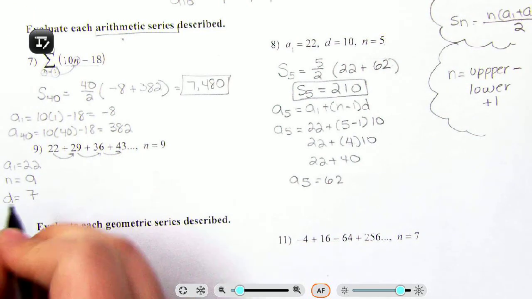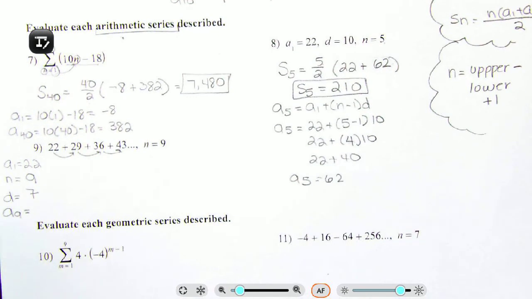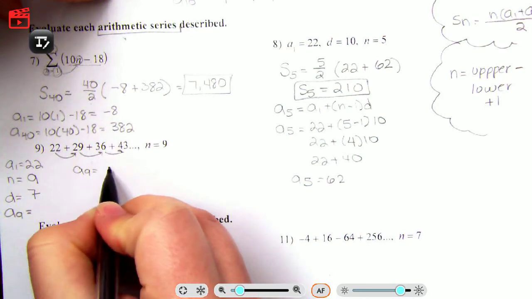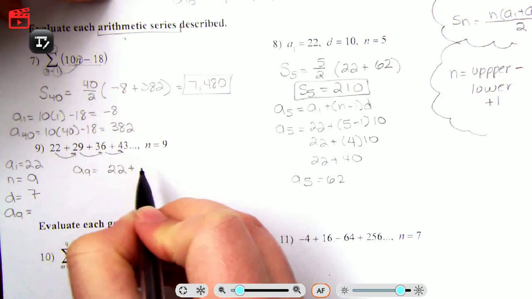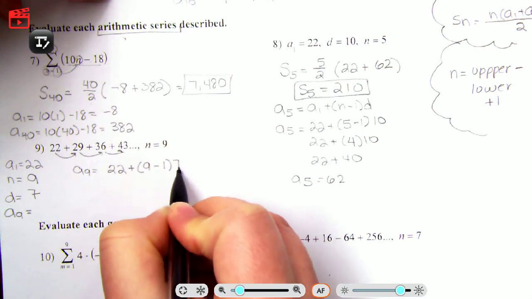It doesn't tell me what a sub 9 is, so again, I have to do what I did here to find a sub 9. So a sub 9 is equal to a sub 1, which is 22, plus n minus 1 times our common difference. And again, what formula am I using?